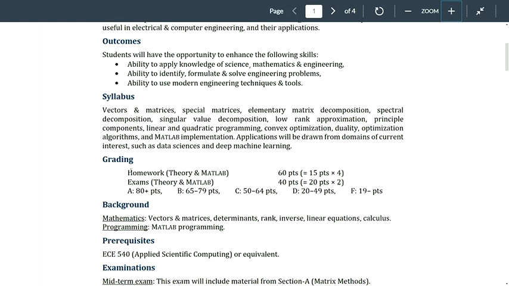So there will be 4 homework assignments. Each homework assignment will be worth 15 points. And there will be 2 tests, each worth 20 points. 15 points times 4 homework assignments, and 20 points times 2 exams. One will be the midterm and one will be the final. 20 and 20, and each homework is 15, right? So that makes 100.